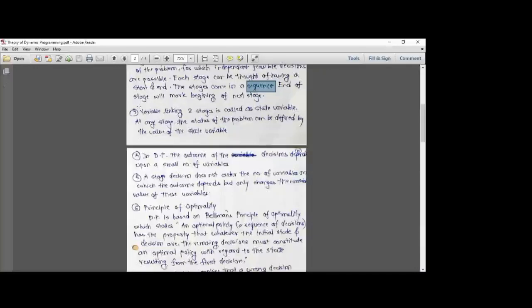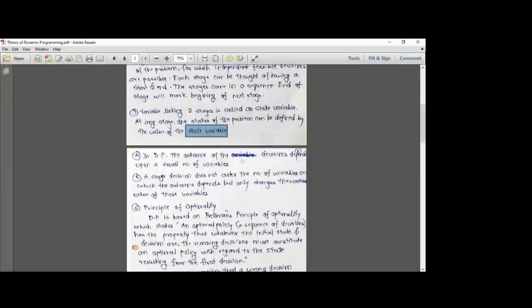So the variables which are linking these two stages are called the state variables, right? What are state variables? Variables linking two stages are called state variables. At any stage, the status of the problem can be defined by the value of your state variable only. So there is a linking between your previous stage and the next stage. Those variables are called the state variables.